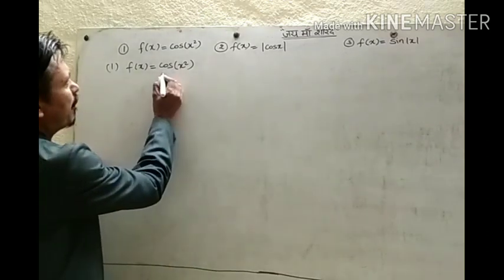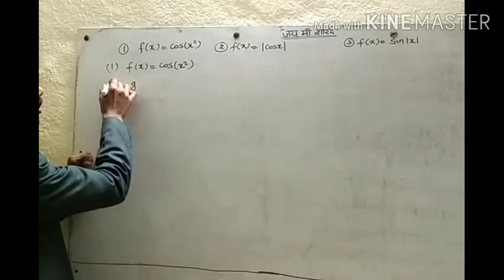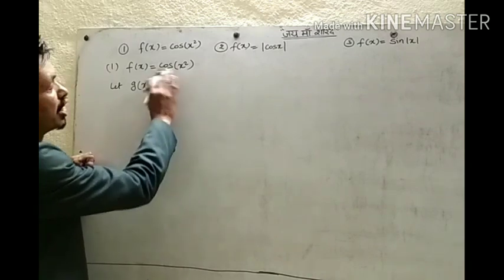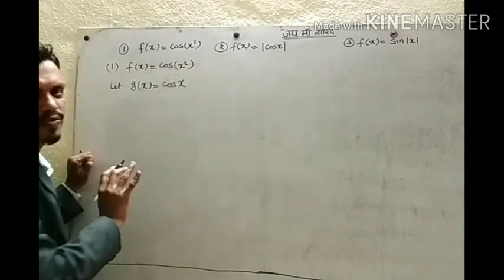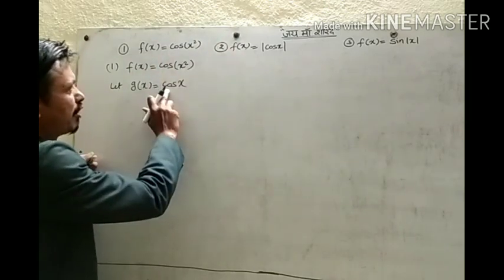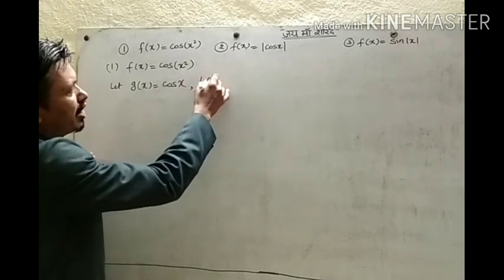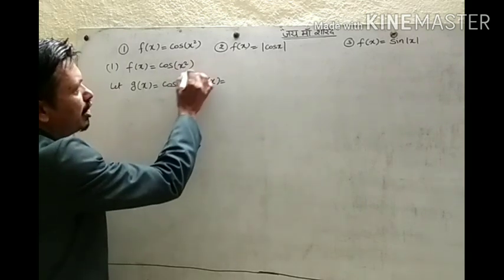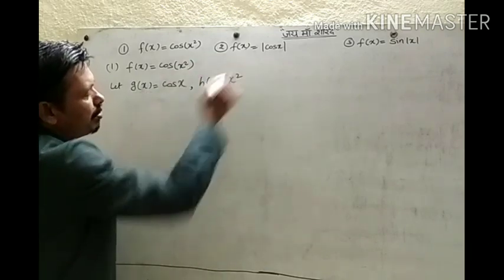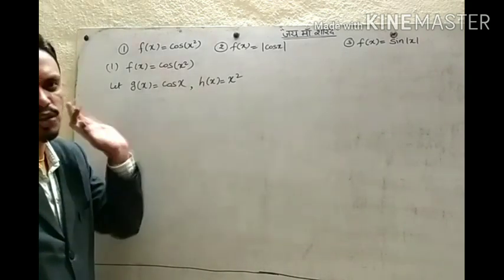So see, this is in the form of cos. So one function we can take, like g of x, is cos, in the form of cos. So cos x you can take. Whatever we have here, we can assume x only. So cos x is one function g, and one more function h of x, which is what is in the place of x, that is our second function. Okay? So we have two functions, g of x equal to cos x and h of x equal to x square.